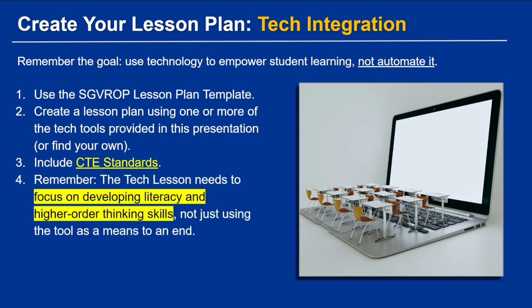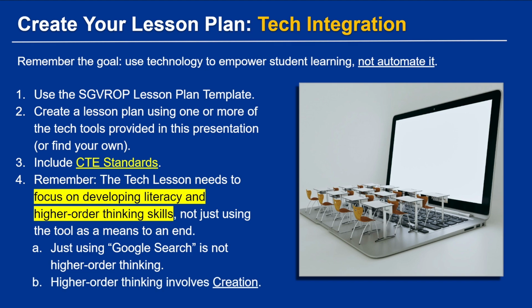And as you're making your plan or having AI help you draft your plan, remember that the key feature is this. Put this in the prompt if you do it: the tech lesson needs to be focused on students developing literacy and higher order thinking skills, not just using the tool as a means to an end. Remember that having the students just Google search something or write on a Google Doc is not what this lesson is really focused on. The tech tool needs to involve the students creating something new with the technology that they couldn't normally do on paper. Something like creating a presentation, video, podcast, 3D model, something like that. So you're going to use all that to design your lesson.